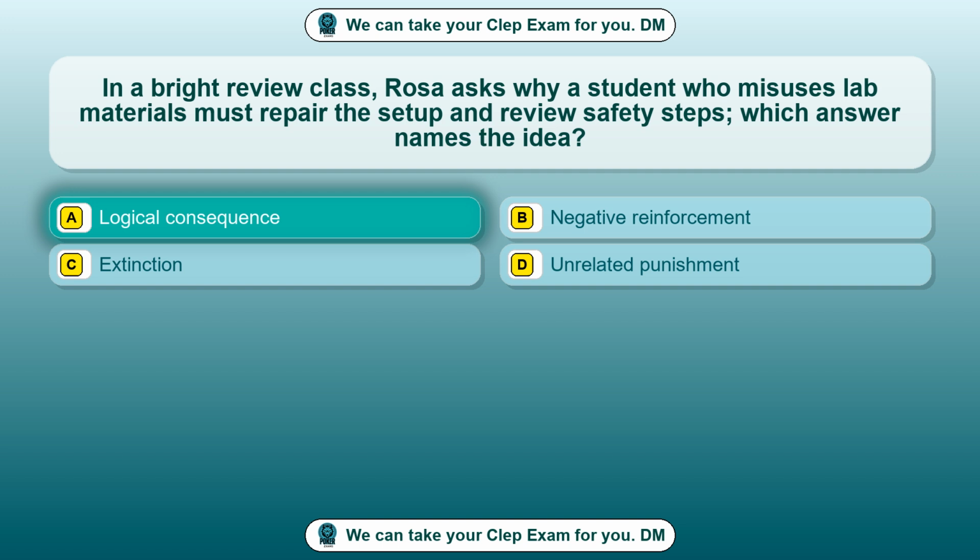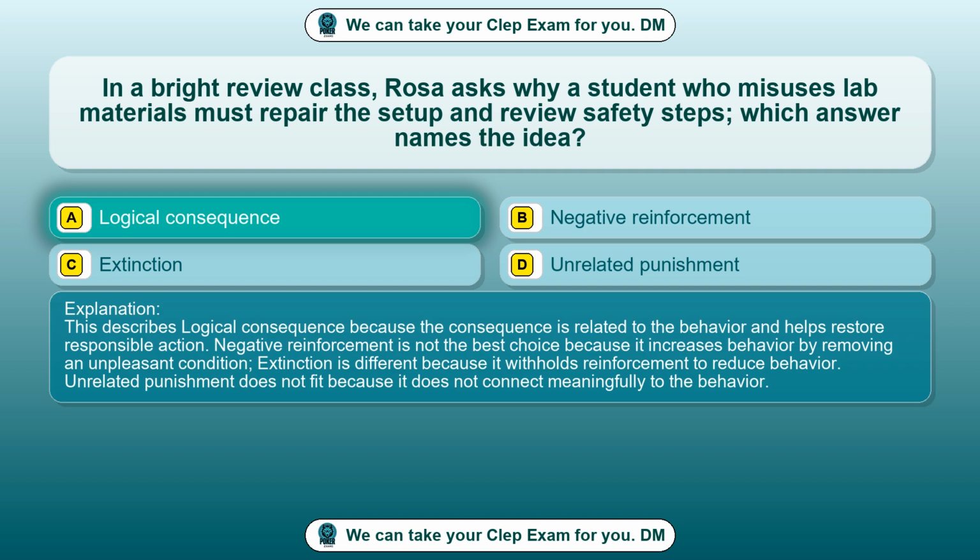Logical consequence. This describes logical consequence because the consequence is related to the behavior and helps restore responsible action. Negative reinforcement is not the best choice because it increases behavior by removing an unpleasant condition. Extinction is different because it withholds reinforcement to reduce behavior. Unrelated punishment does not fit because it does not connect meaningfully to the behavior.